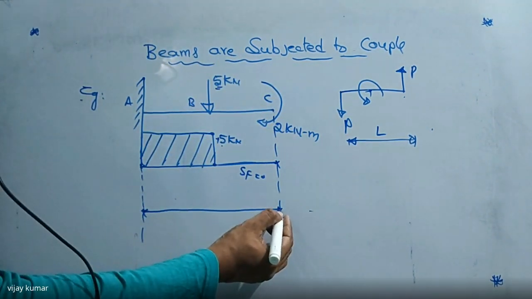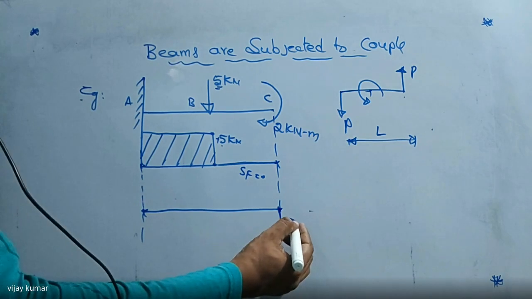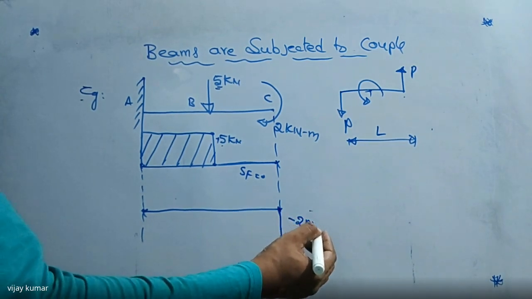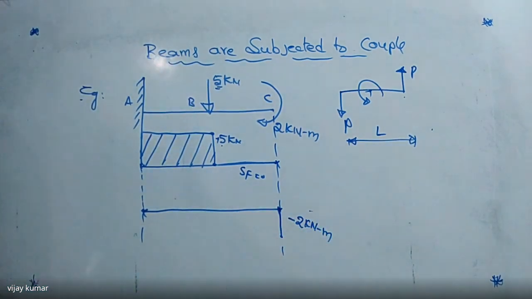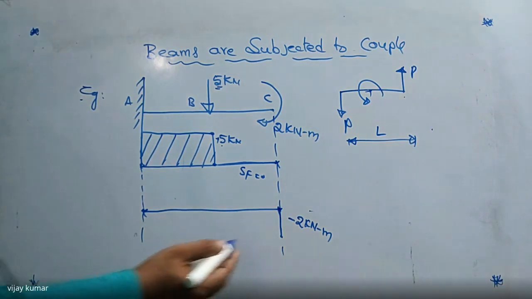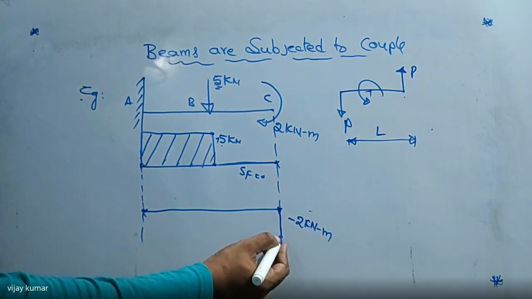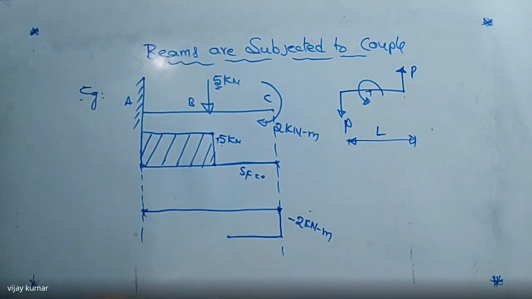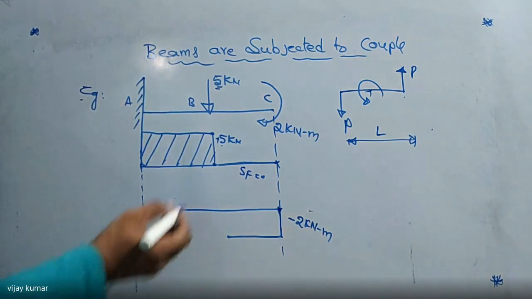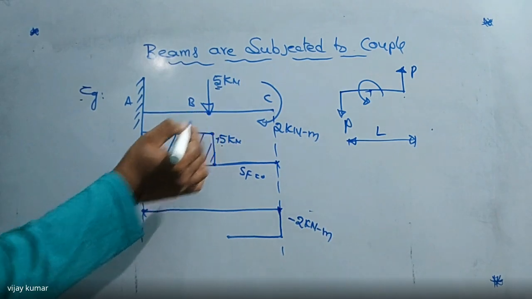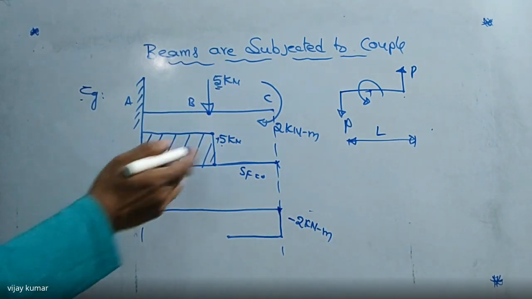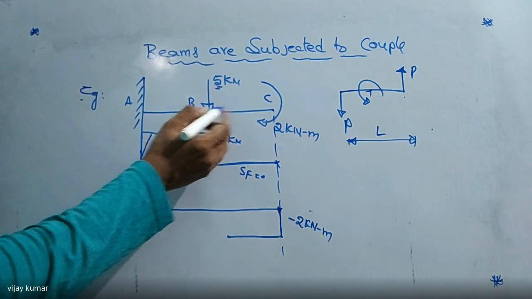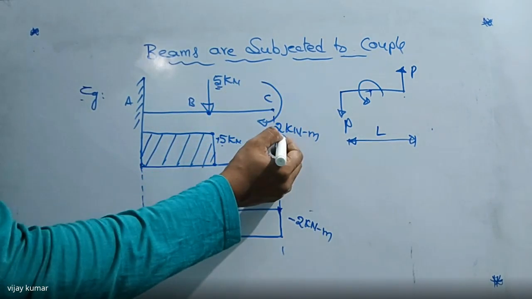So up to this one, how much is it? Minus 2 kilonewton meter is the couple. Right, so up to this one it is the same. Can you get it? Now here, if you find the moment about this one, it is also the same. Why? Because see this one. I'm going to take the moment here as 2 kilonewton meter.